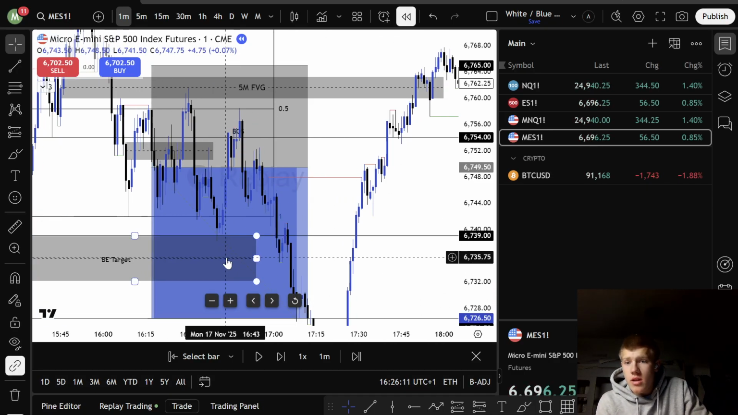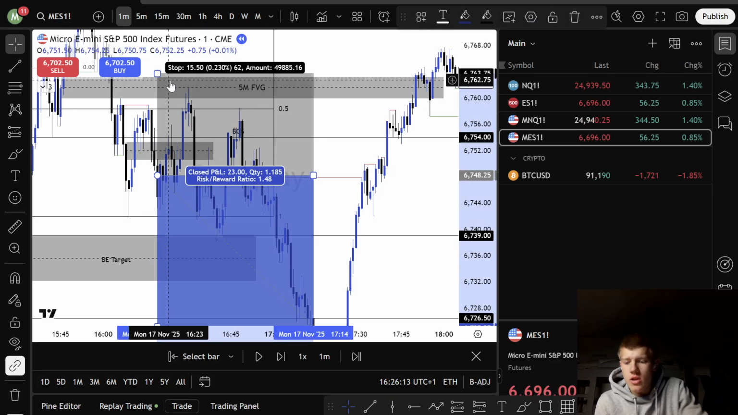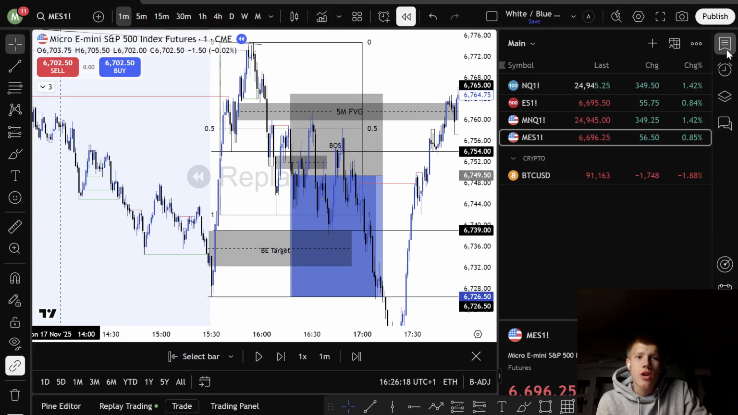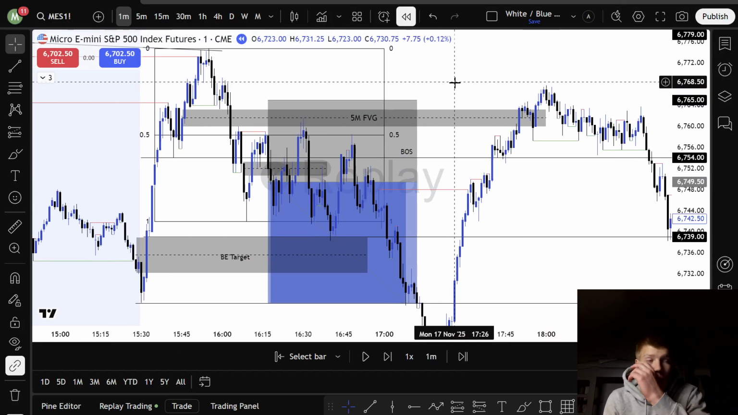My break-even target would be the equilibrium of this 1-minute fair value gap, and we never hit that here. We had a bit of consolidation, but a couple of times I closed my trade at break even and then we went to my TP, which was very annoying. If you do that, you trade too emotionally, so I have to trade more emotionless, which I then did.